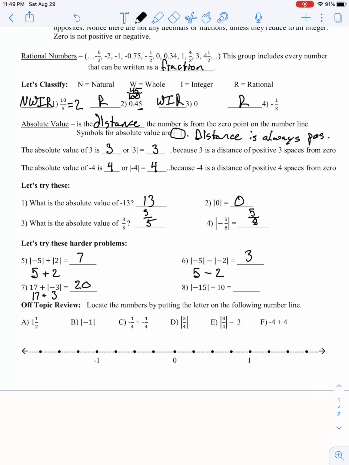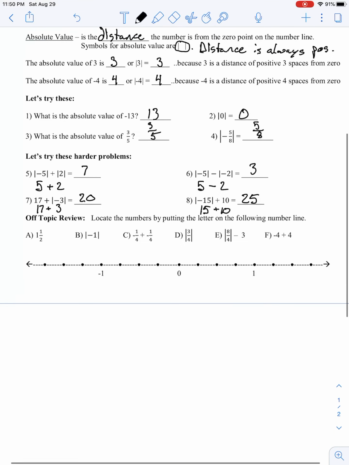And one more here just for good measure. So remember, take your absolute values first. We got the absolute value of negative 15. Will give us 15. Tack on that 10 that we still were in our expression here. And 15 plus 10 is going to give us 25.